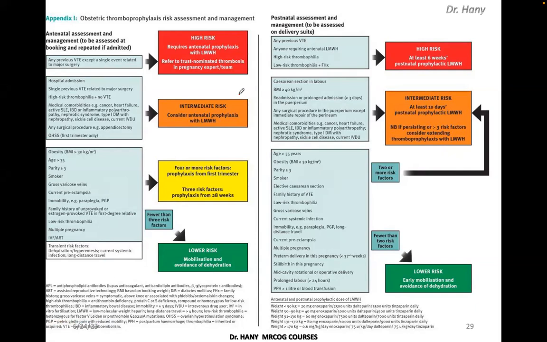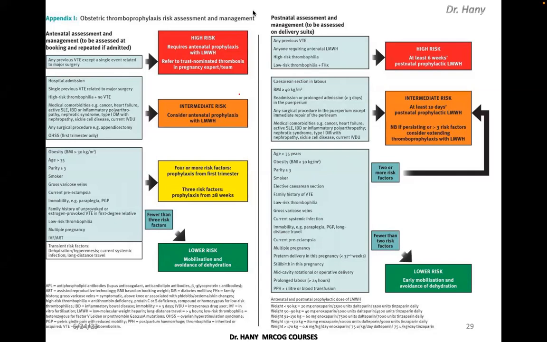Ovarian hyperstimulation in the first trimester, or any other transient risk factor, only during the admission. During the admission, this is a transient risk factor. Hyperemesis during the admission, infection, long-haul travel, all of this is a transient risk factor. Ovarian hyperstimulation is also a transient risk factor, up to 12 weeks only.